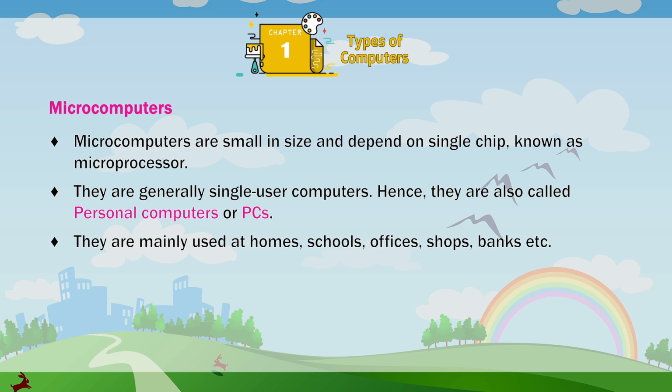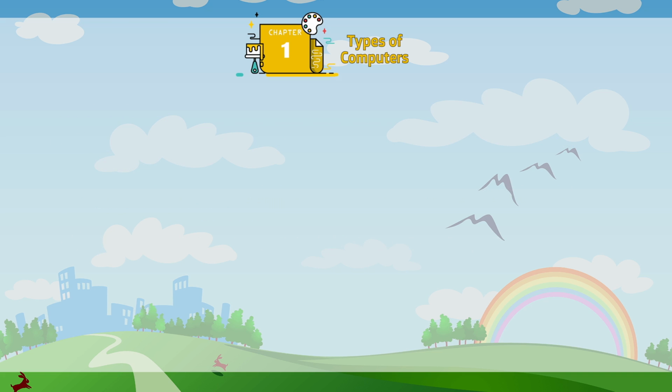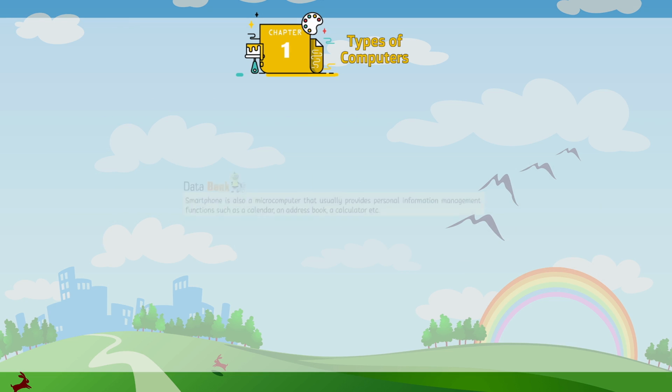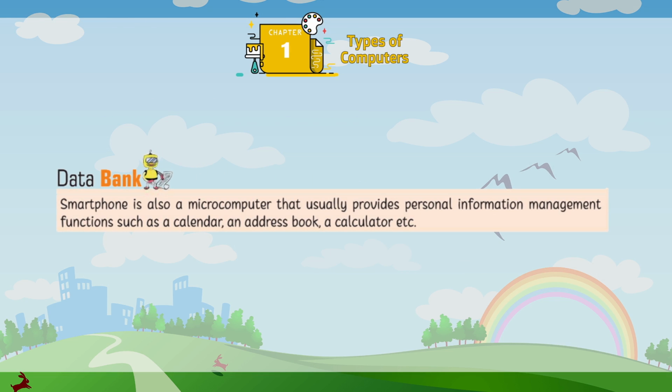They are mainly used at homes, schools, offices, shops, banks, etc. Some examples of microcomputers are desktops. Desktops are designed in such a way that the system unit, keyboard, mouse, monitor, and all other devices fit entirely on a desk or table. They are mainly used in schools, houses, offices, etc. Smartphone is also a microcomputer that usually provides personal information management functions such as a calendar, an address book, a calculator, etc.